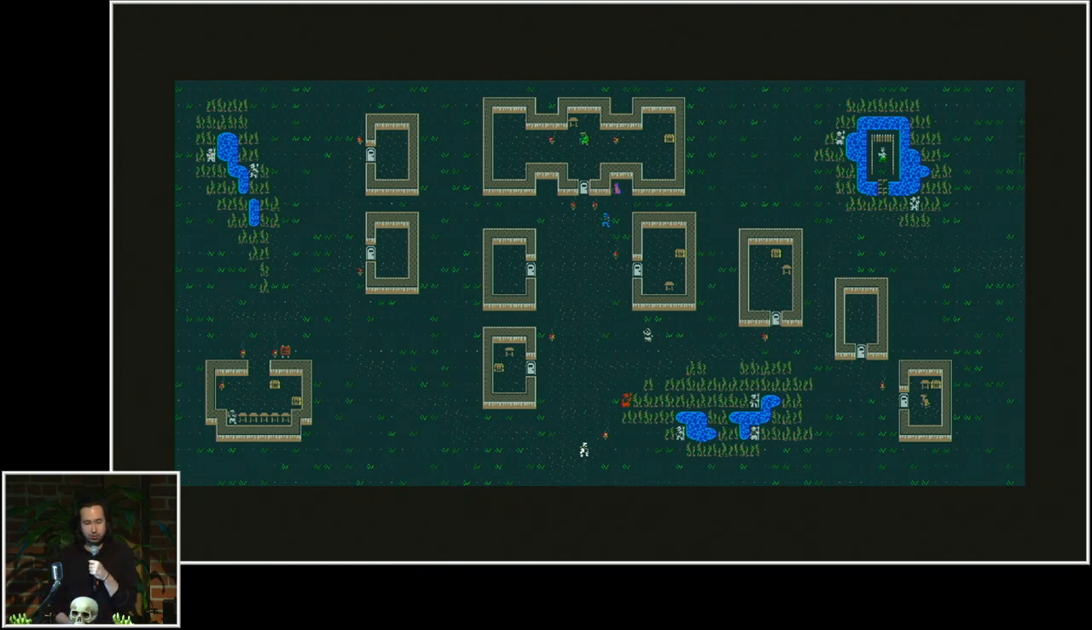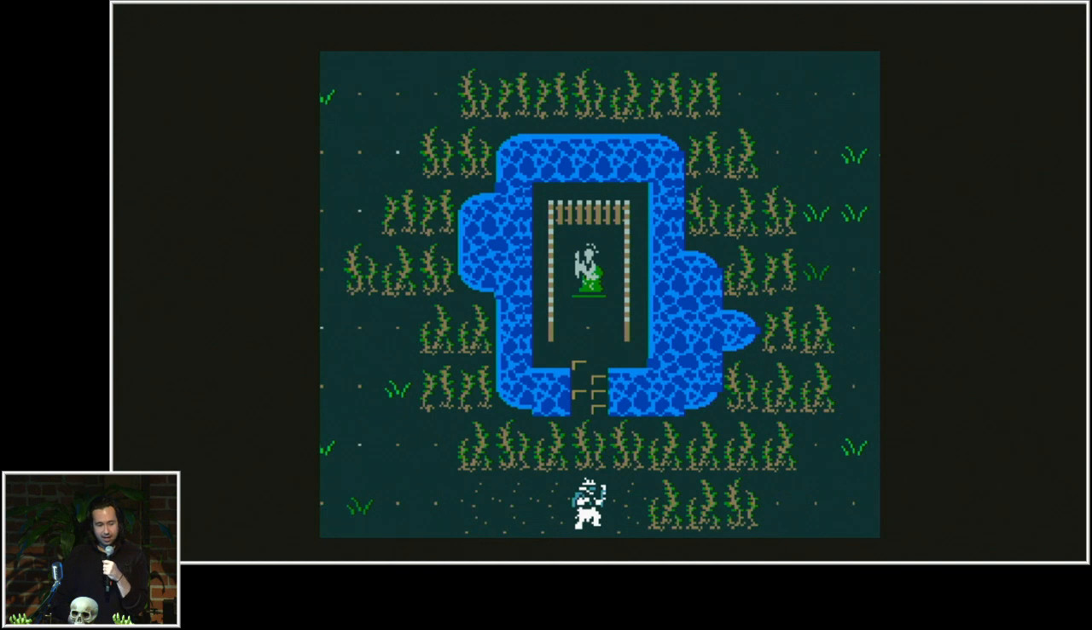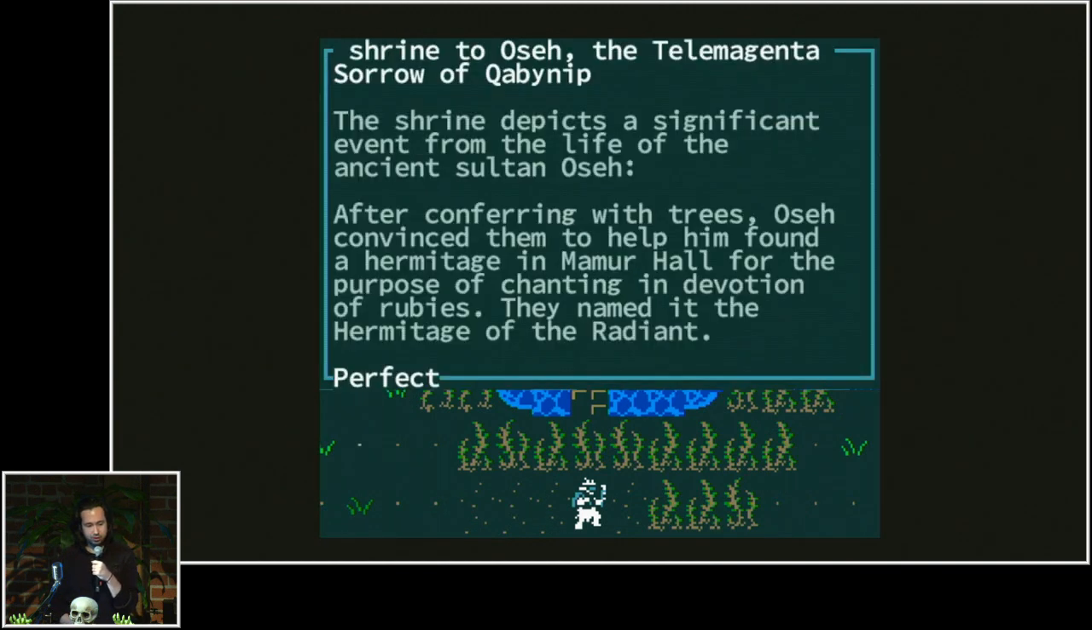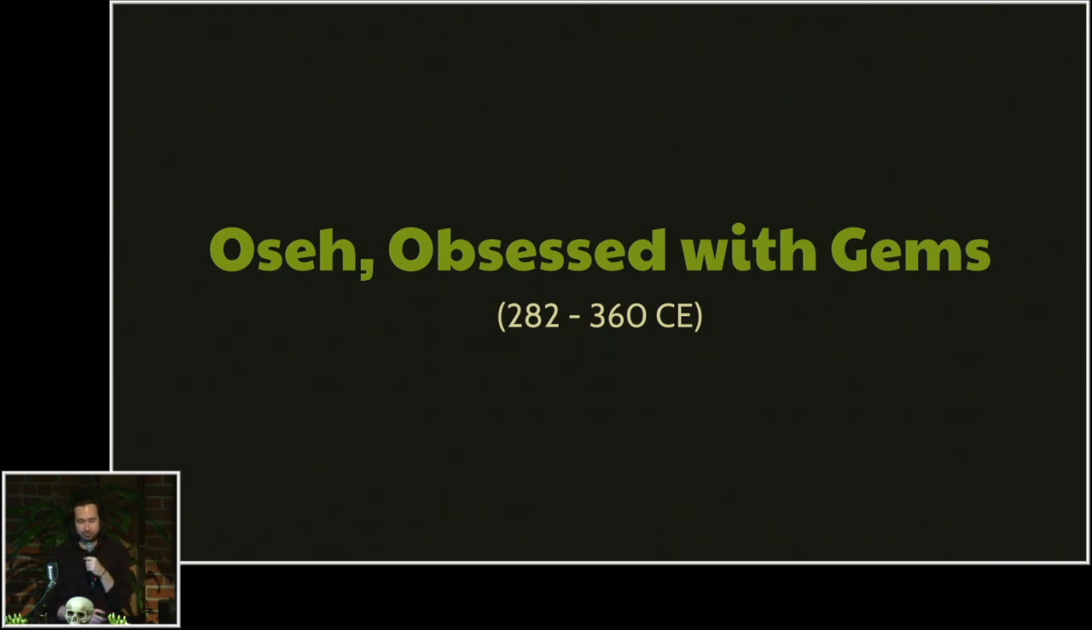You arrive at Joppa, and you notice in the northeast corner there's this ancient stone vine-swathed shrine. Your curiosity piqued, you make your way there and approach the shrine to examine it. It's a shrine to Osei, the Tellid Magenta Sorrow of Cabanip. The shrine depicts a significant event from the life of the ancient Sultan Osei. After conferring with trees, Osei convinced them to help him found a hermitage in Mamre Hall for the purpose of chanting in devotion of rubies. They named it the Hermitage of the Radiant. So this is the story of Osei, obsessed with gems.